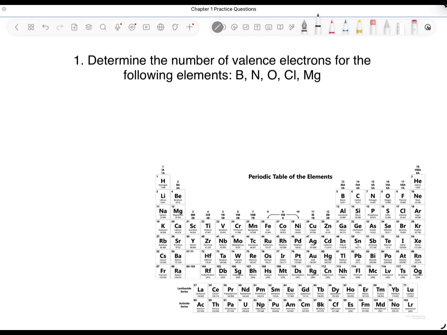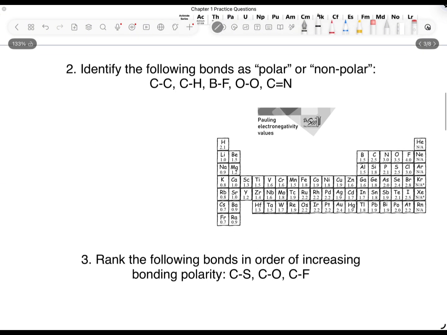It's easy to determine valence electrons based on the periodic table, where boron in group 13 has 3 valence electrons, nitrogen in group 15 has 5, oxygen in group 16 has 6, chlorine in group 17 has 7, and magnesium over here in group 2 has 2 valence electrons. So let's move on to question number 2.